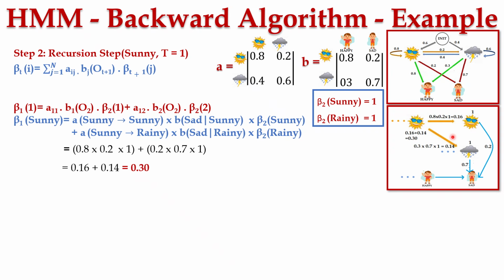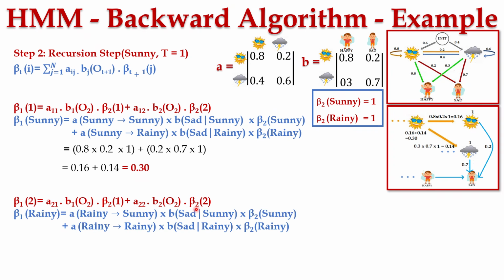Now we can calculate the first backward variable for rainy. The formula for calculating the first backward variable for the state rainy is A21 into B1 of O2 into beta 2 of 1 plus A22 into B2 of O2 into beta 2 of 2. Now we can substitute the corresponding variables.